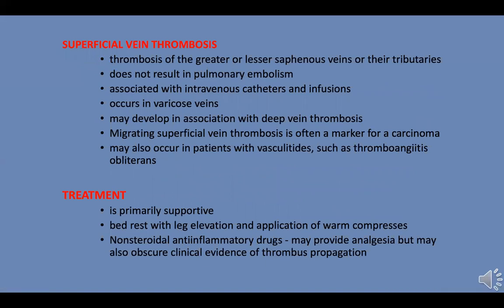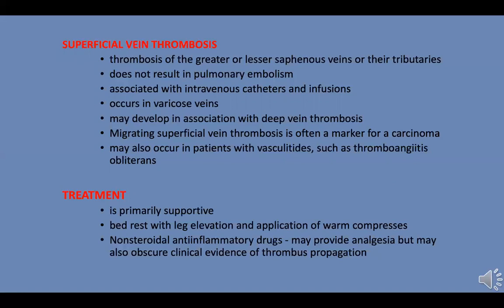Superficial vein thrombosis. These are thrombosis of the greater or lesser saphenous veins or their tributaries. It does not result in pulmonary embolism. This is usually associated with intravenous catheters and infusions. They also occur in varicose veins. They may develop in association with deep venous thrombosis. Migrating superficial vein thrombosis is often a marker for a carcinoma. They may also present in patients with vasculitis such as thromboangiitis obliterans.